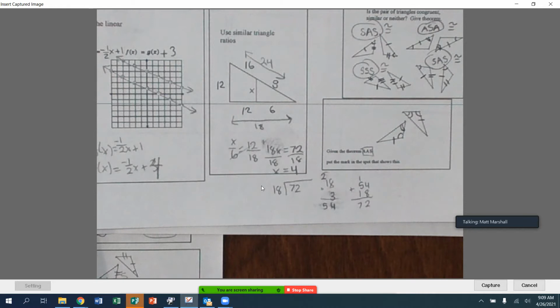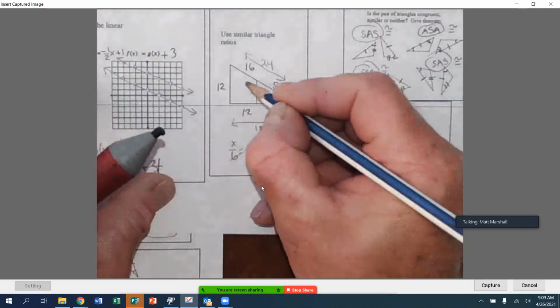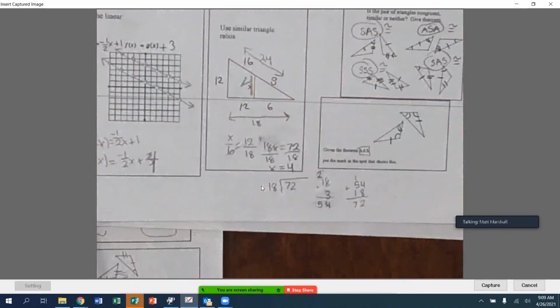If this number is 4 right here, everything matches up. 6, 4, 8. 6 times 3 triples it, 18. 4 times 3 triples it, 12. Got this piece, 8 times 3, don't give me 16. 8 times 3, 24.